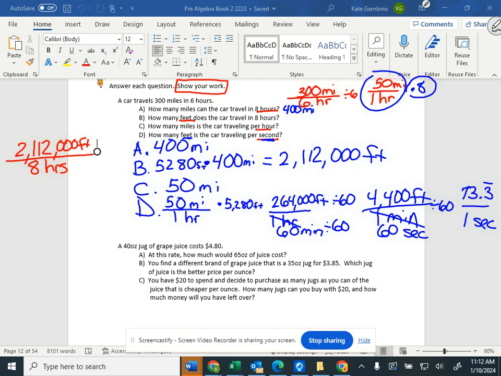So it's multi-step is the point of this. There are different ways to solve it. The way that I had written down on the paper starts with this, and I divided down to 1 hour, so I divided by 8, then I divided down to minutes, then down to seconds. So figure out which route you're going to take, but make sure you're multiplying and dividing the correct way.